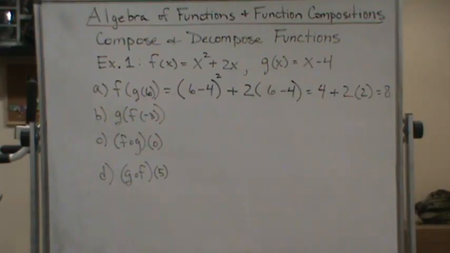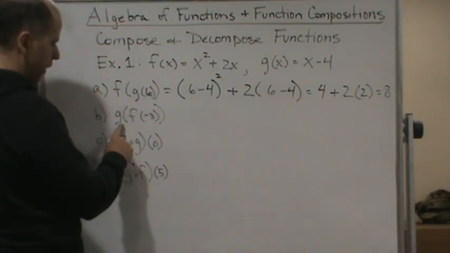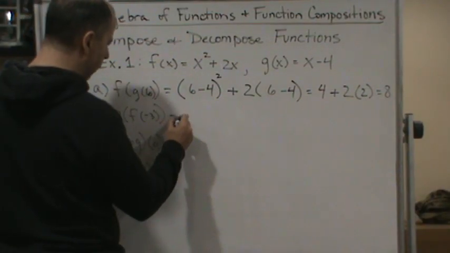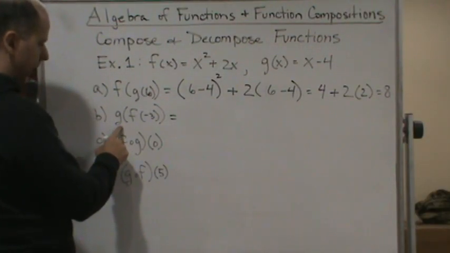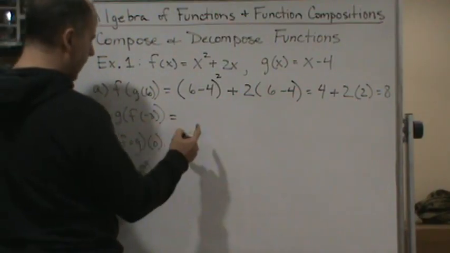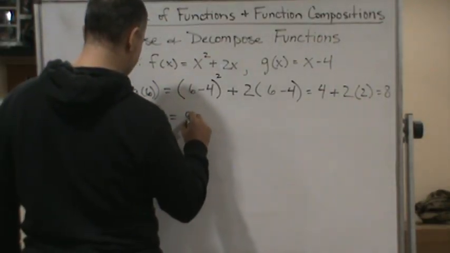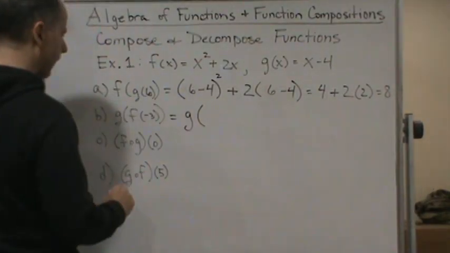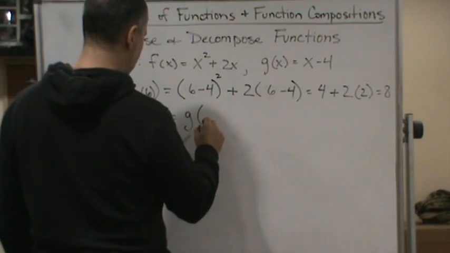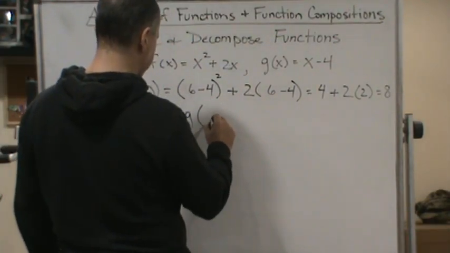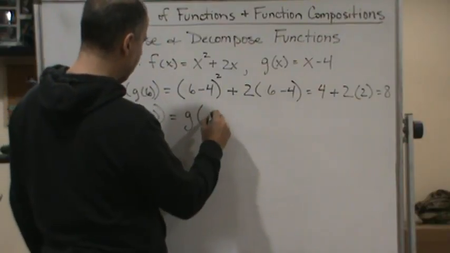Okay? Another way of doing it is, so we'll do the second one and we'll do it a little differently, but now we've got g of f of negative 3. So now, one way of doing it is we're putting f of negative 3 into g, right? So what is f of negative 3? So this is g of whatever f of negative 3 is, right? So f of negative 3 is what? Well, f is here.